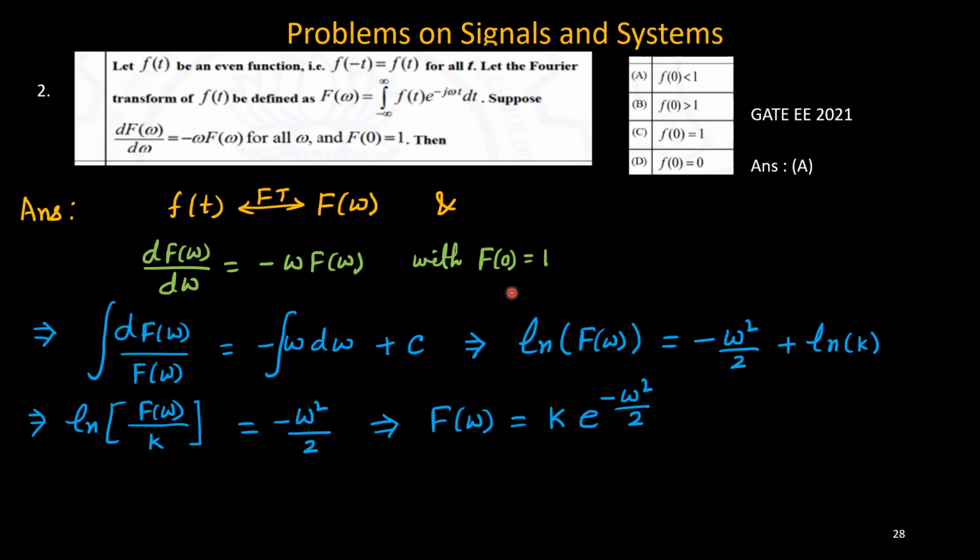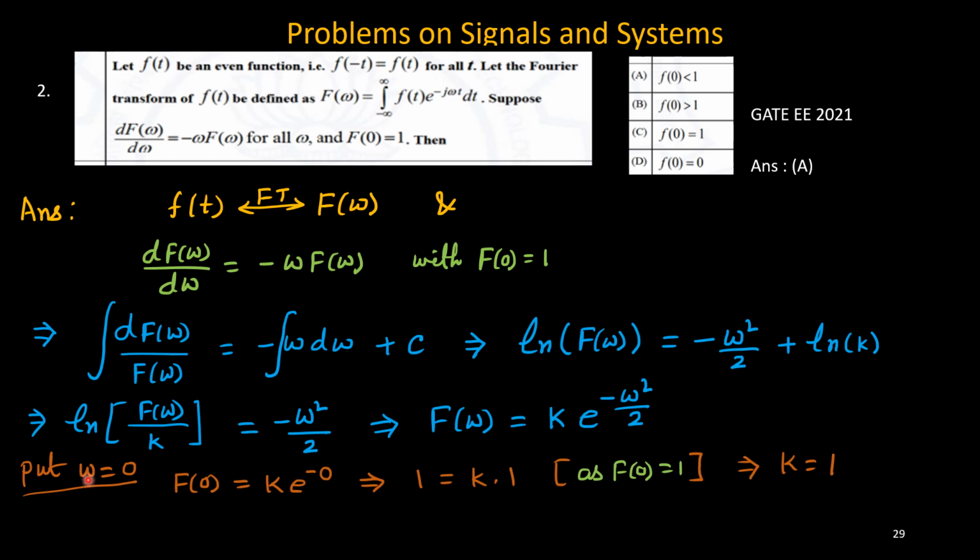And one condition is already given: capital F of 0 equals 1, which I can use to find the constant K. So if I put W equal to 0 on both sides, the left side is F(0), and the right side is K times e to the power 0, and e to the power 0 equals 1, thus K equals 1. So this K becomes 1. Right?